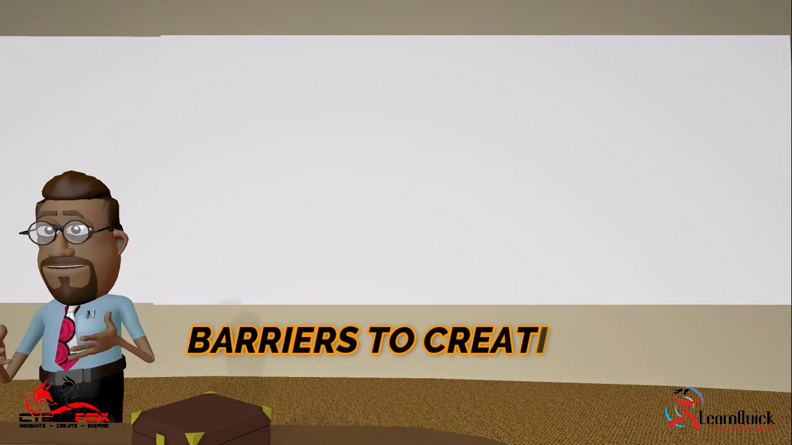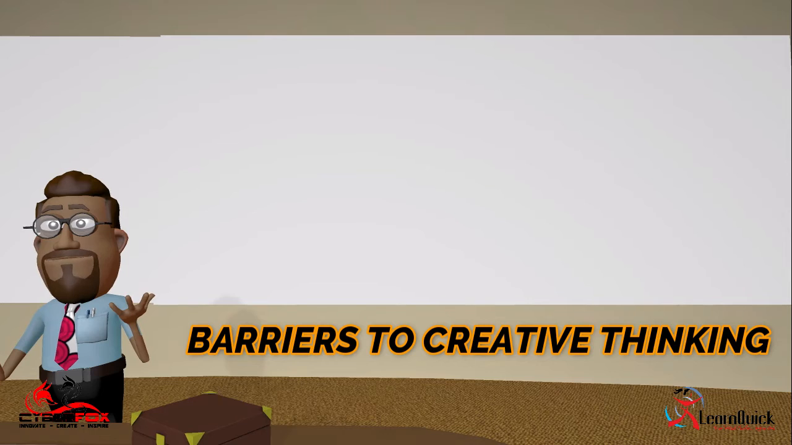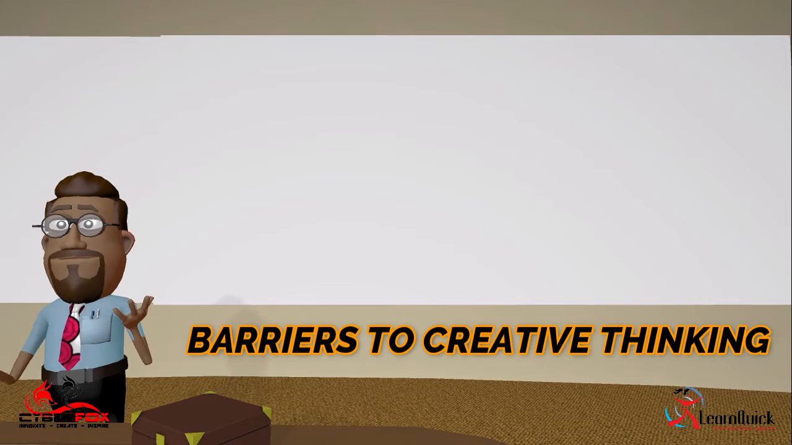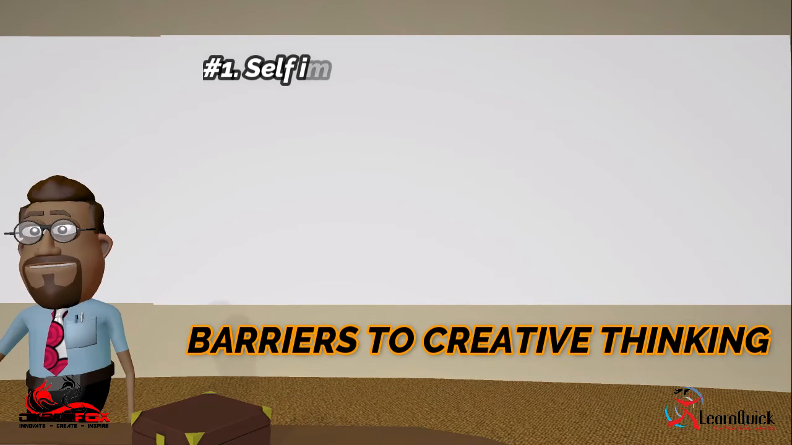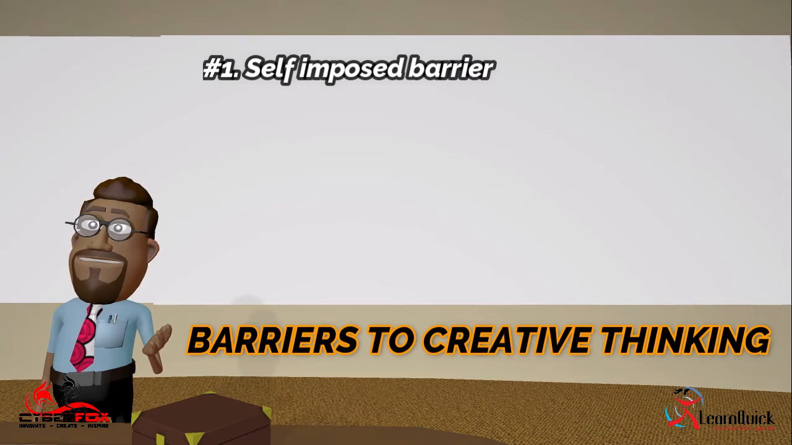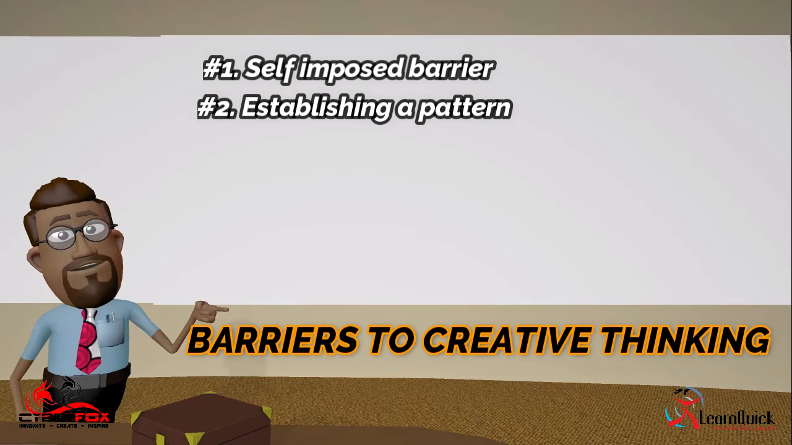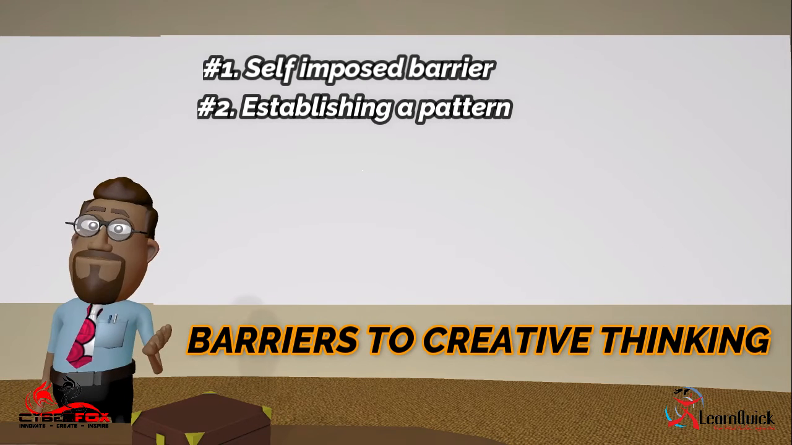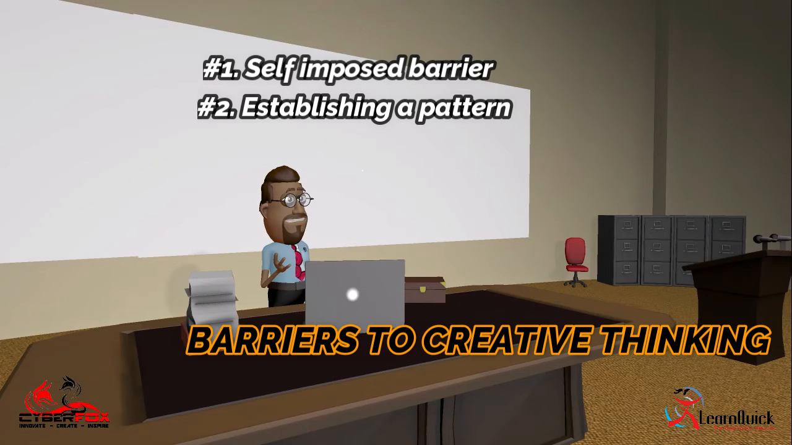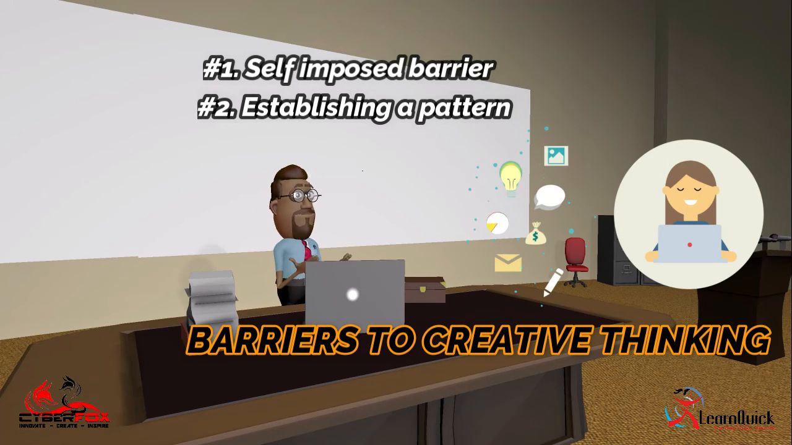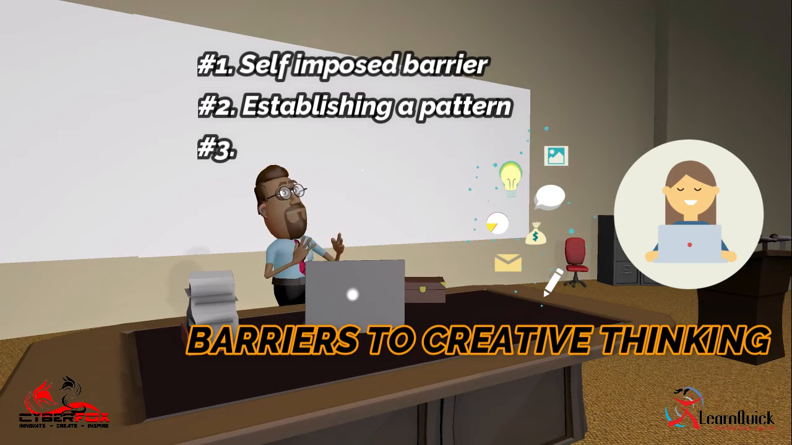There are 6 different types of barriers to creative thinking. We will look at them briefly. The first type of barrier is a self-imposed barrier which you put up yourself, whether you are aware of it or not. The second type of barrier is establishing a pattern. In some cases, you might find a solution that works, and instead of trying to be adventurous with your problem-solving methods, you just stick to the same solution since you have established a pattern.